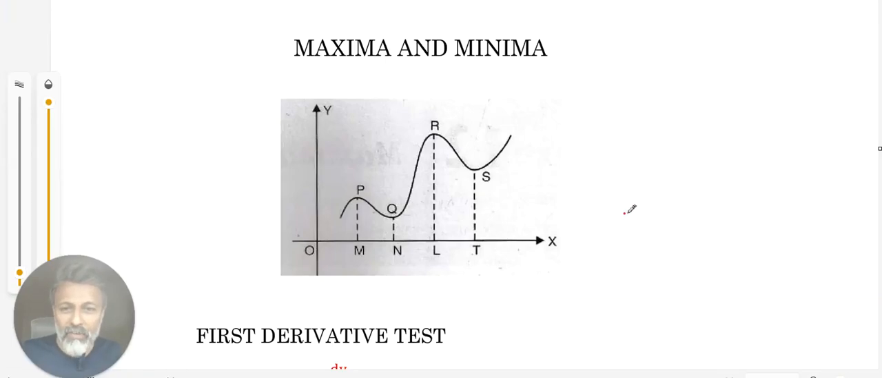Hello students, we'll start today with Maxima and Minima, one of the most important topics for your 12th standard, be it CBSE board, ISC or state board. We begin with Maxima, Minima.